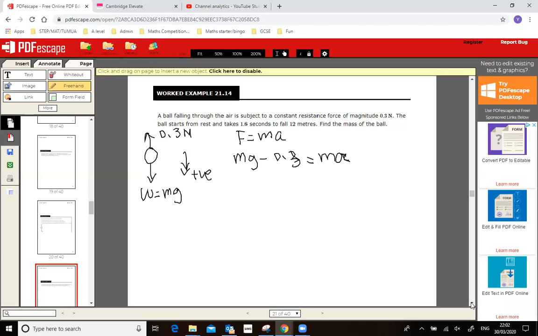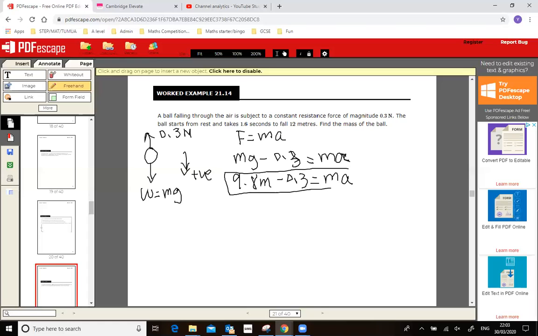So why don't we substitute the mass? Oh, sorry, we don't know the mass. That's actually something we're looking for. Okay, that's all right, but we can replace g, which is 9.8. So now we have 9.8 m minus 0.3 equals m a. So if we're looking for the mass, you can see in this equation, if we can work out what the acceleration is, then we will be able to solve the equation to work out the mass. So let's leave it here for now.